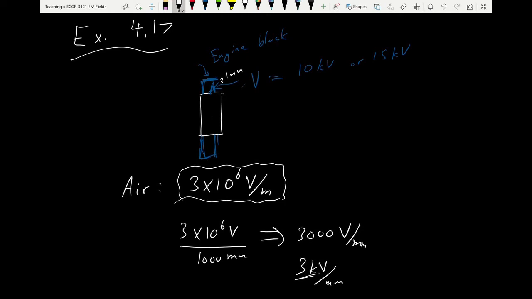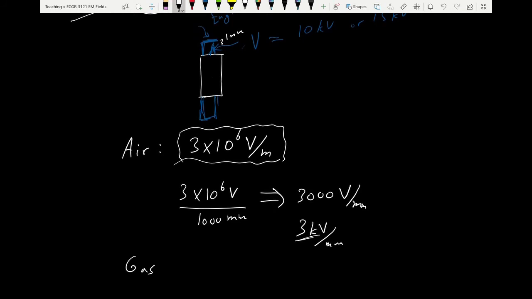This is not the end though. We are not trying to push a spark in air. We are trying to push a spark in gasoline. So there's a gasoline mix.